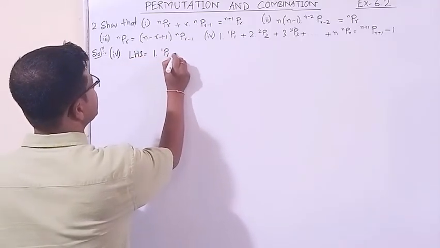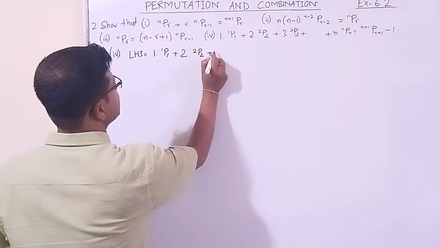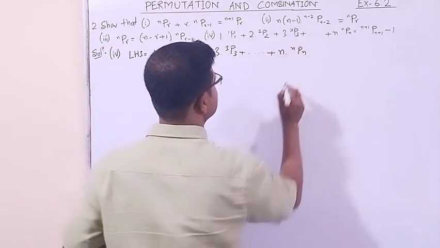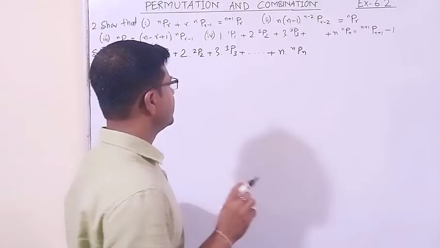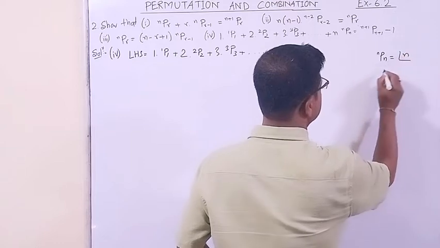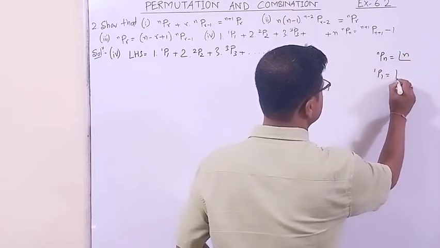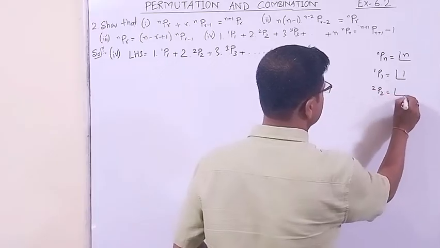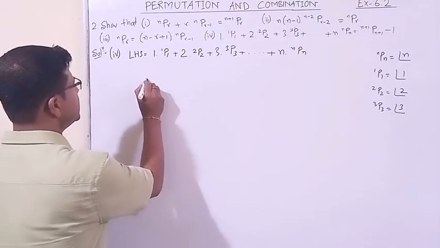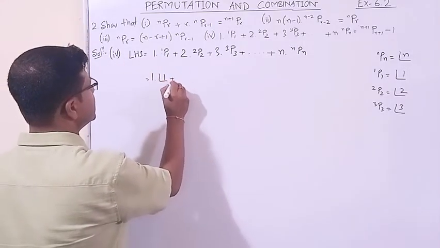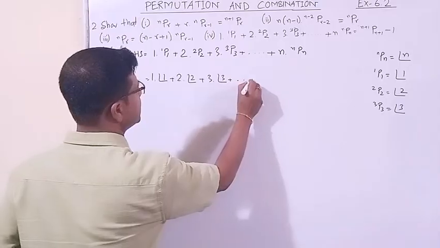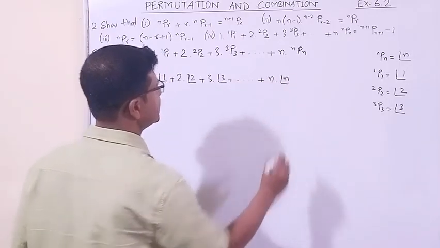1 into 1P1, 2 into 2P2 plus 3 into 3P3 plus dot dot dot plus n into nPn. Dear students, here what is the concept required? The concept is we have already got what is nPn, factorial n. Suppose 1P1 is factorial 1, 2P2 is factorial 2, 3P3 is factorial 3. This concept we have to apply here. So let us write, this is 1, this is factorial 1, this is 2, 2P2 means factorial 2, this is 3, this is factorial 3 plus dot dot dot. In this way, if we move on, this is factorial n.